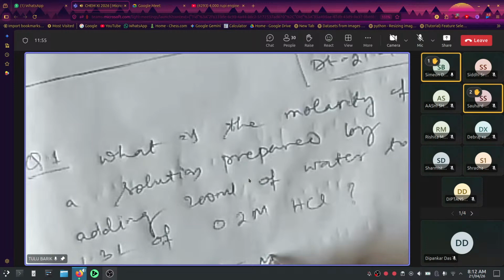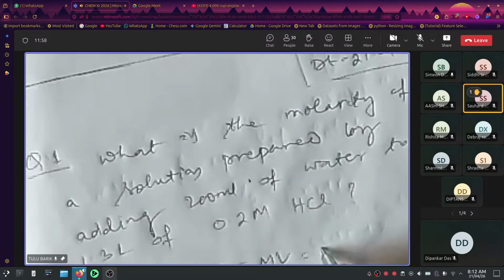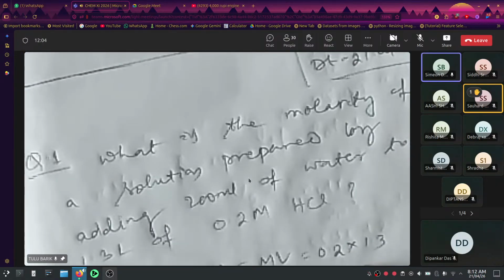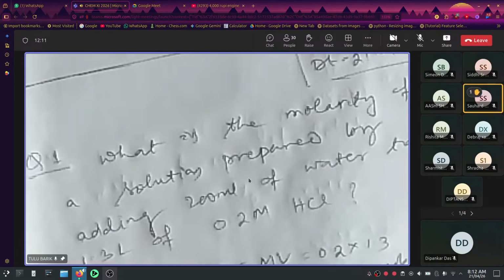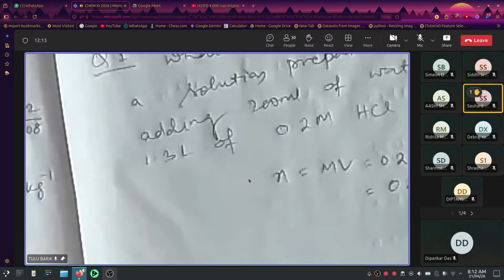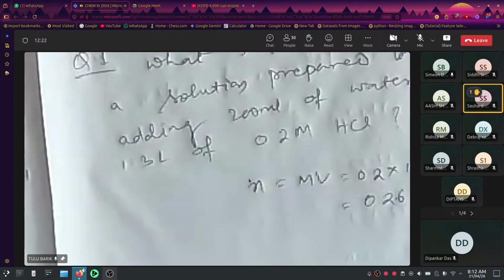That is n is equal to M into V. Molarity 0.2, volume 1.3. So how much you got? 0.26 moles. Mole of what? HCl. Okay. Then what is the final volume? Sir, 1.5 liters.